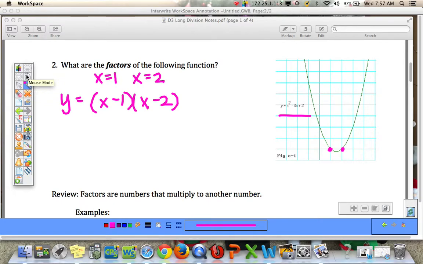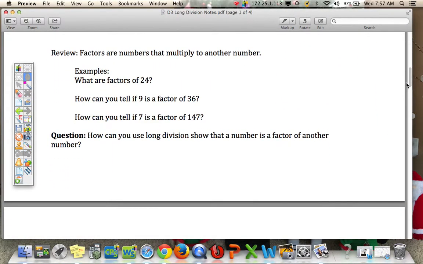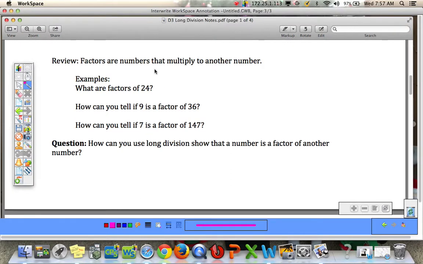To review, factors are numbers that multiply to another number. Example, what are factors of 24? That would be 1 and 24, negative 1, negative 24, 2, 12, negative 2, negative 12, 4, 6, negative 4, negative 6, 3, 8, negative 3, negative 8.